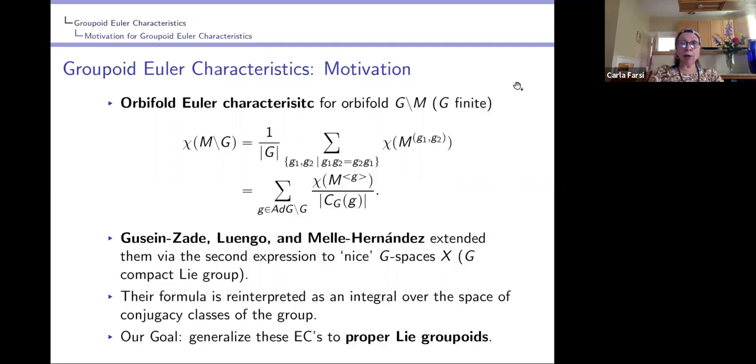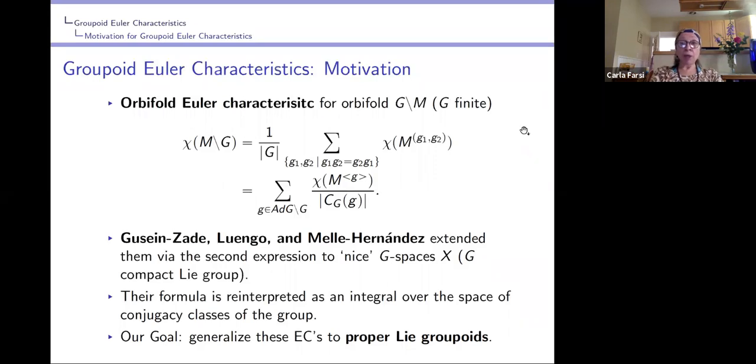So let me now jump to the Euler characteristics and give some motivation for that. There has been a tremendous amount of work on orbifold Euler characteristics, especially for the case where the orbifold is presented as a space with the action of a finite group. That's a special case in which you can define an orbifold. They go by all different names: orbifold Euler characteristics, stringy Euler characteristics, all sorts of different names.